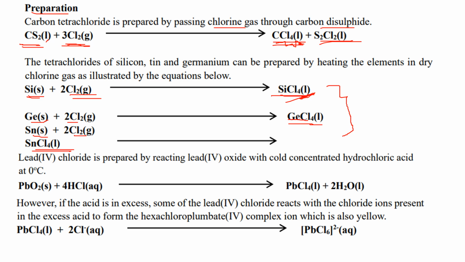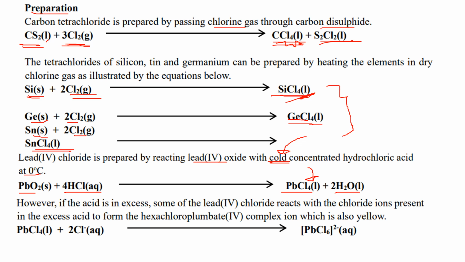Going to lead(IV) chloride, we are going to say that it is prepared by reacting lead(IV) oxide with cold concentrated hydrochloric acid. We have already looked at this reaction. For us to prepare lead(IV) chloride, we need cold concentrated hydrochloric acid. The condition here is cold. If it is hot, we get chlorine gas, because it's an oxidizing reaction. But if it's cold, it's not an oxidizing reaction. At 0 degrees Celsius, we react lead oxide with cold concentrated hydrochloric acid to get the tetrachloride of lead. And all tetrachlorides, like I've told you, must be in liquid state, together with water.